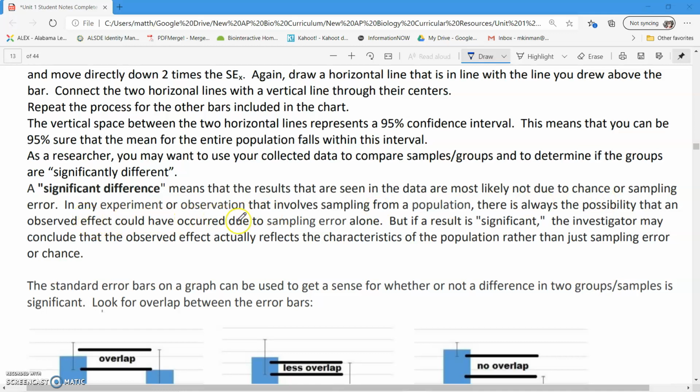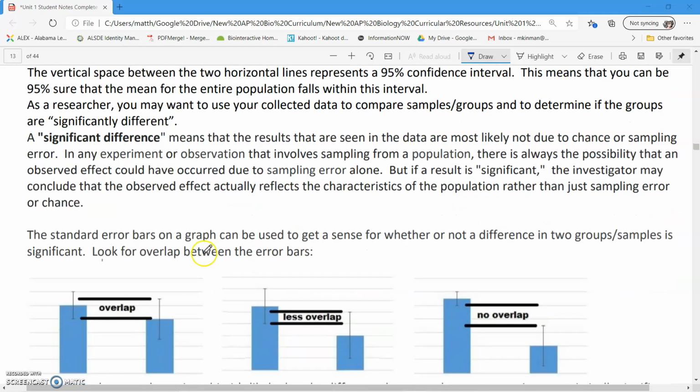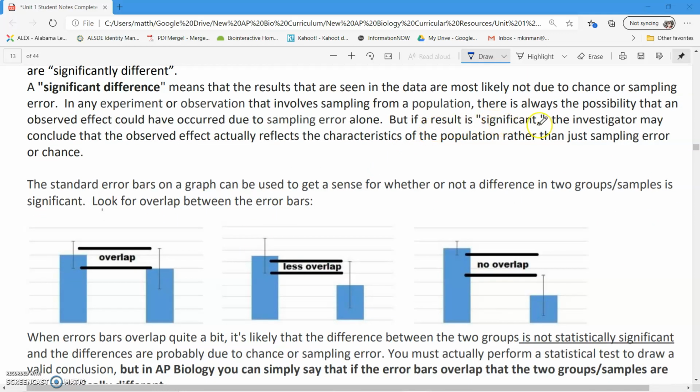In any experiment or observation that involves sampling from a population, there's always a possibility that an observed effect could have occurred due to sampling error alone, which obviously with me doing that, it's going to happen. Error is going to happen. But if a result is significant, the investigator may conclude that the observed effect actually reflects the characteristics of the population rather than just sampling error or chance. So if it is a significant difference, then what we saw is actually what we think is happening.